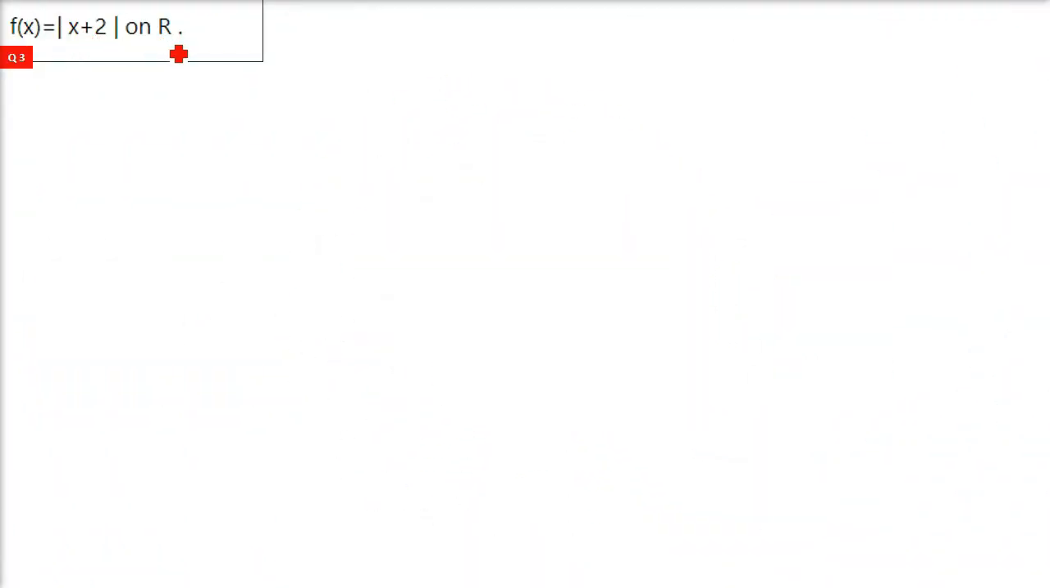Now this function f(x) equals mod of x plus 2. See, first thing is mod is a factory, modulus is a production agency, where whichever value you give, it will always output a positive value. So modulus is a factory to create positive values. It can only create positive values. You put negative 2, you'll get 2. You put positive 2, you'll get 2 only. This is okay with you?